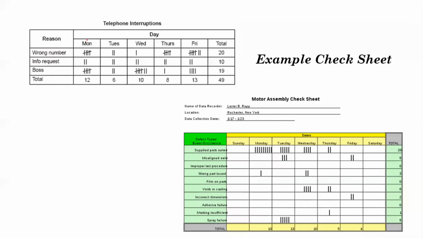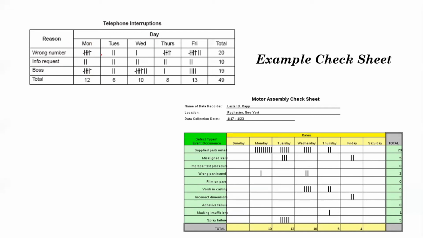This is one simple example. For example, we want to collect data about telephone interruptions in our operation. For that, we have identified some of the reasons: wrong numbers, information requests, or they wanted to talk to the boss. On Monday, you received 12 phone calls, and out of that, 5 were wrong numbers, 5 were directed to the boss, and 2 of them were information requests.